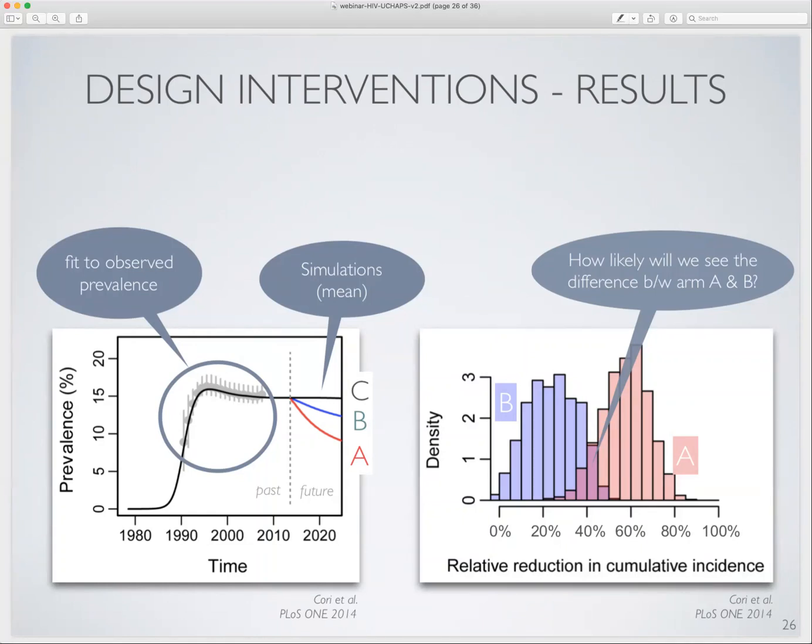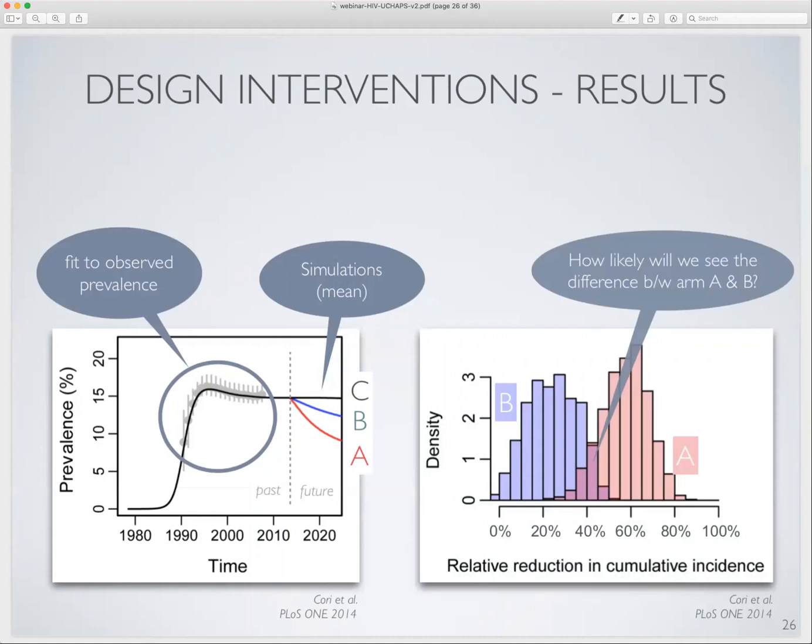So what's interesting here is that these two distributions overlap. That means that there is a chance that we may see a reduction in incidence in arm A that will be smaller than the one in arm B, okay? Despite the fact that A has more interventions. And here, the size of this overlap is relatively small. So that means that there is only a small risk that this may happen.